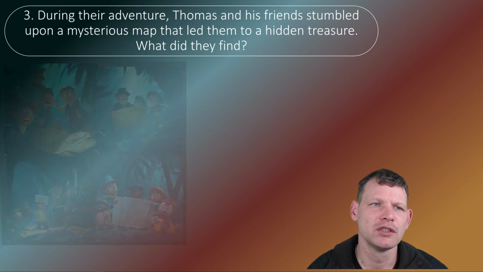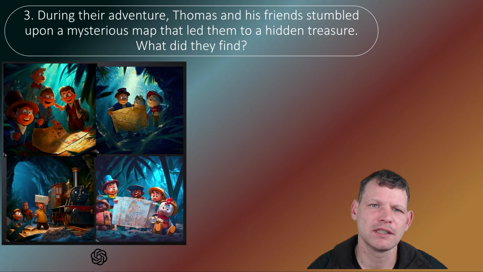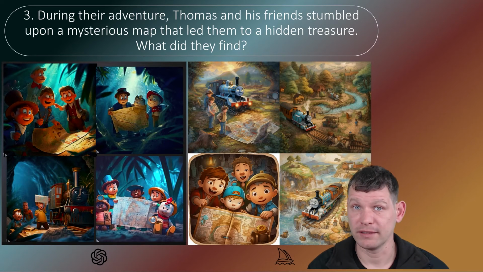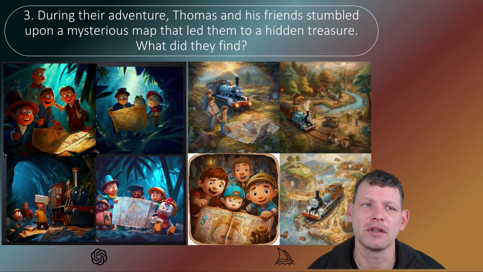Number 3, during their adventure, Thomas and his friends stumbled upon a mysterious map that led them to a hidden treasure. What did they find? Here again, we didn't input that it was Thomas the train. And then it can be a little bit confusing.